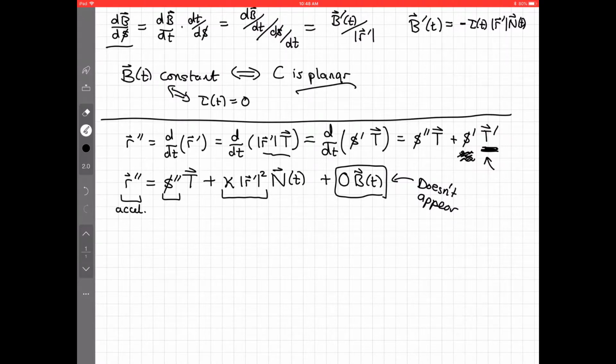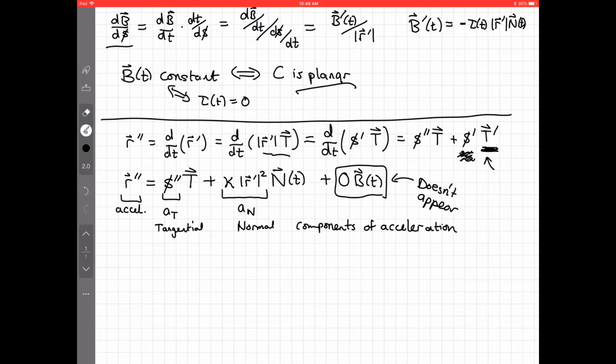Okay, we're going to give a name to this decomposition. We're going to call that AT and this AN. Those are the tangential and normal components of acceleration. So if you like, the binormal component of acceleration is always 0. Okay? And later we'll want to have maybe a better formula for AT and AN.